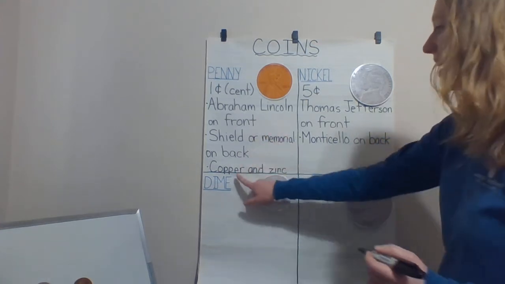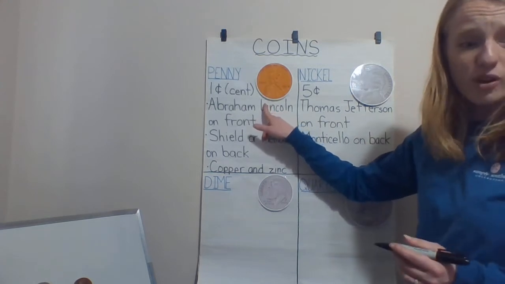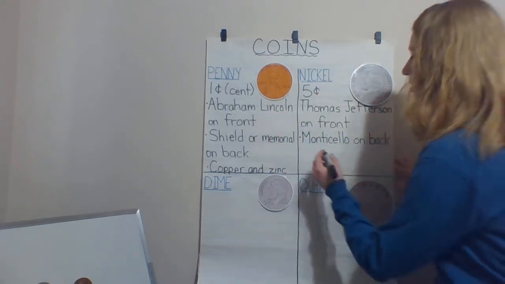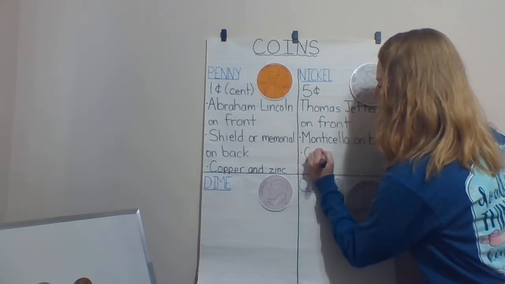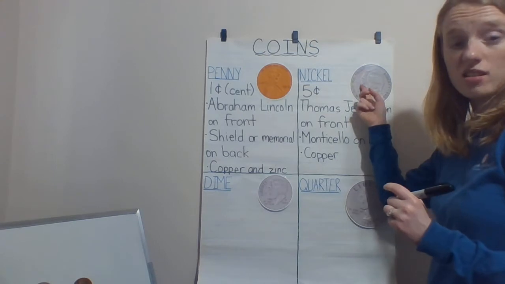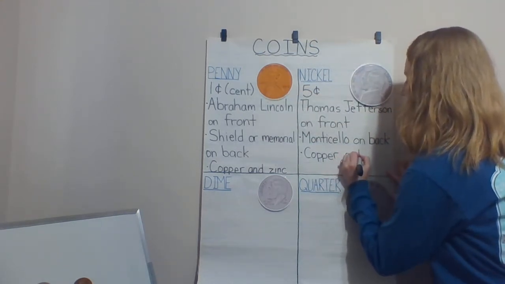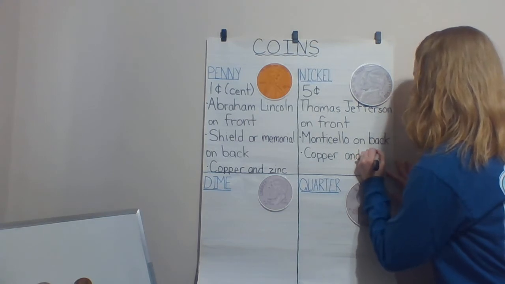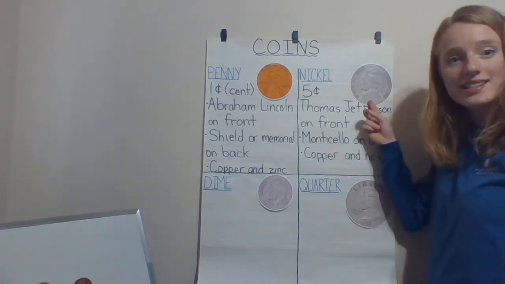So a penny is made of copper and zinc, and the copper and zinc that you need to make a penny is worth more money. And a nickel is made out of copper on the inside, since we can't really see copper on the outside because it's not brown. It's made out of copper and a metal called nickel, and that's how the nickel gets its name.